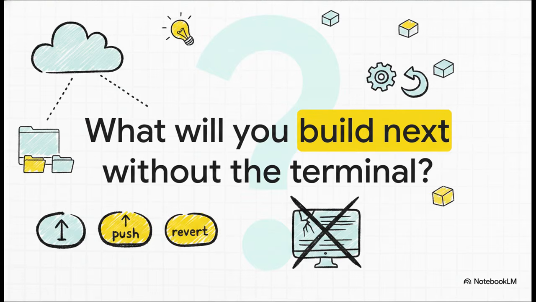By keeping your local files separate from the cloud and giving you these easy visual buttons to commit, push, and revert, GitHub Desktop just completely removes all the anxiety of version control. It's a total game changer. So now that the terminal is no longer standing in your way, what will you build next?